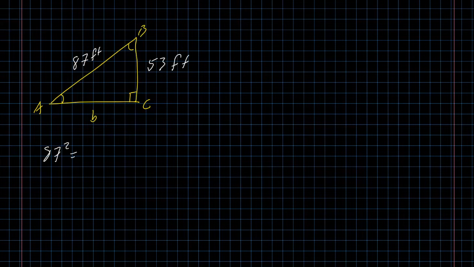87 squared is 53 squared plus our unknown b squared. My calculator is happy to tell me that 87 squared, rounded to two significant digits, is 7,600. And 53 squared, rounded to two significant digits, is 2,800.